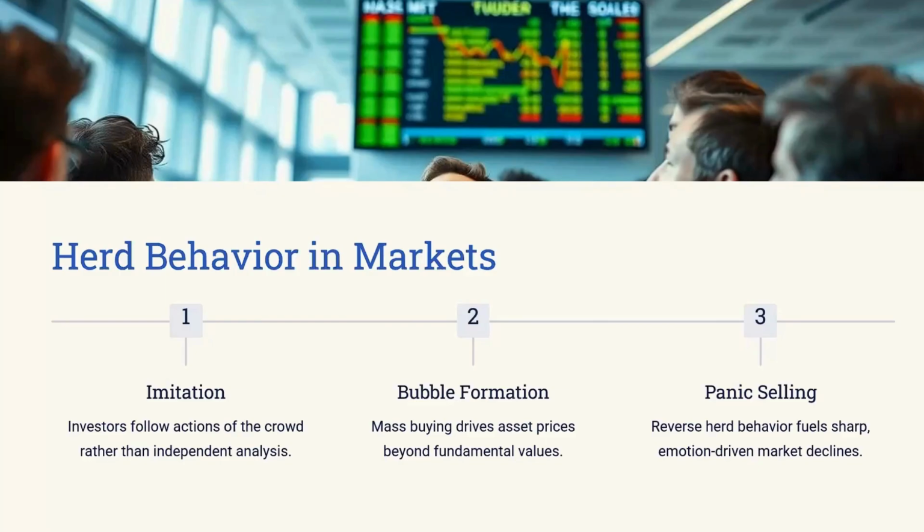Reverse herd behavior fuels sharp, emotion-driven market declines. The opposite side of the bubble coin is panic selling. When a market starts to decline, fear and uncertainty can spread rapidly throughout the market. Investors who were quick to buy on the upside are equally quick to sell on the downside, often liquidating positions at significant losses, irrespective of an asset's underlying value.